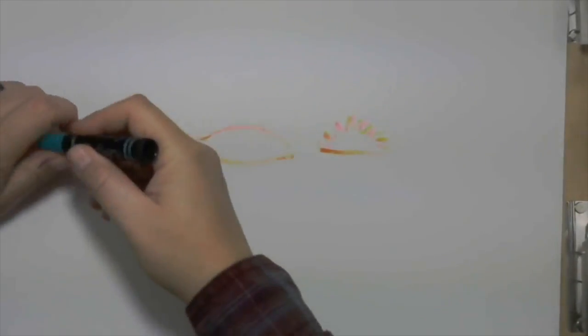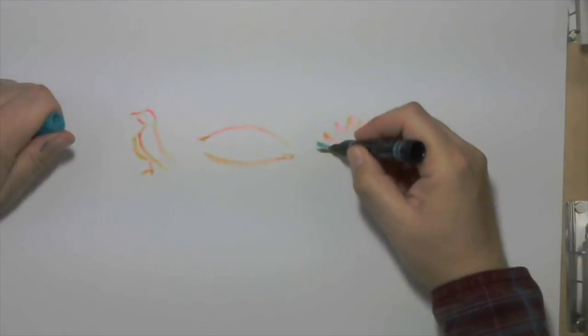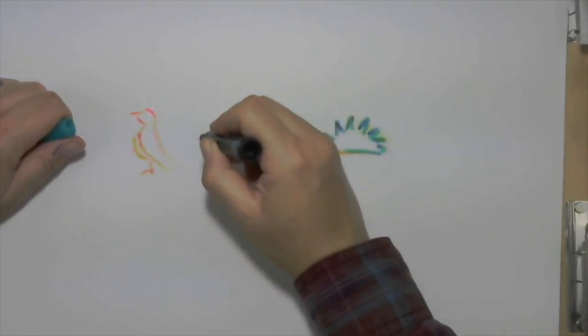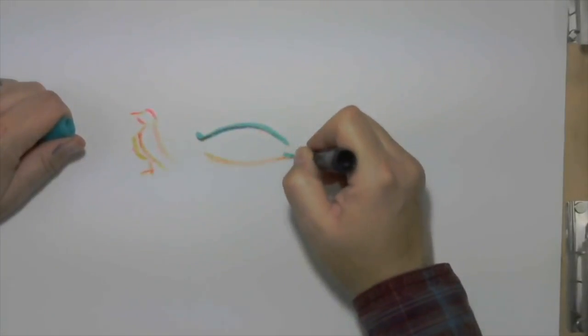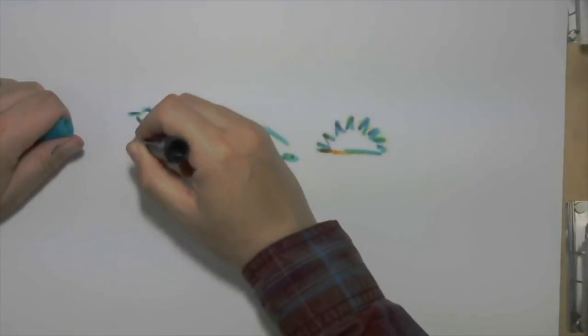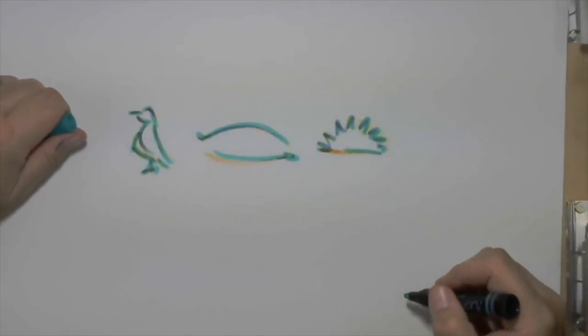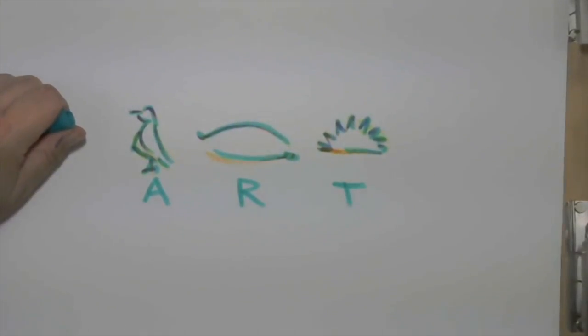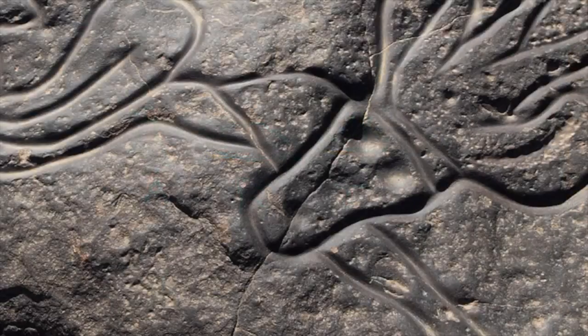But to the early Egyptians, these were very significant markings, and through these symbols, the Egyptians were able to communicate much as we do today through words. In fact, each one of these symbols represented a letter. A-R-T. Art.